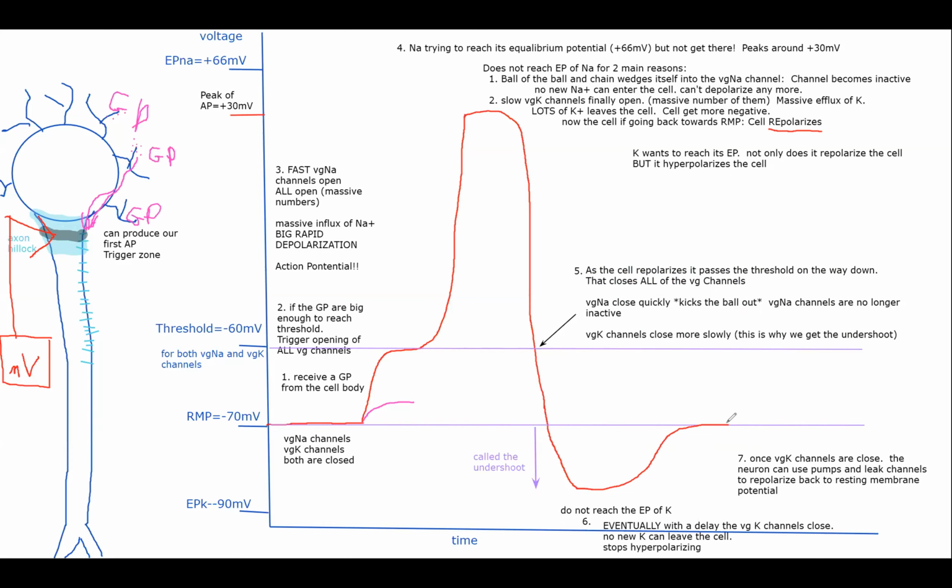Notice we talked about how neither sodium nor potassium actually reach their equilibrium potential. But letting them into or out of the cell allows us to produce this big, huge current, this big, huge electrical signal that allows us to communicate and spread that communication with all the different parts of our body that our neurons communicate with. And that, in its simple 7 steps, is our action potential.